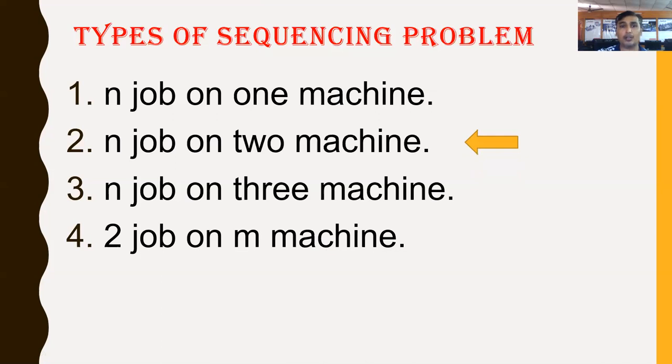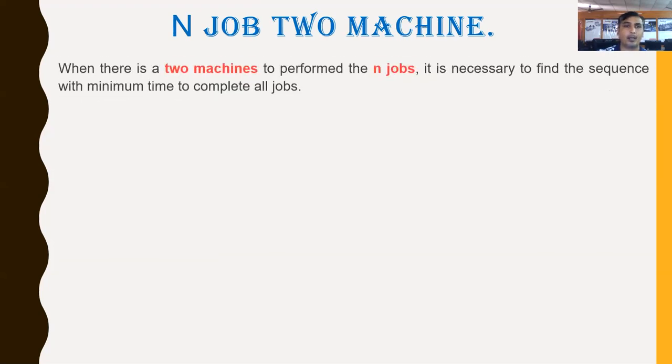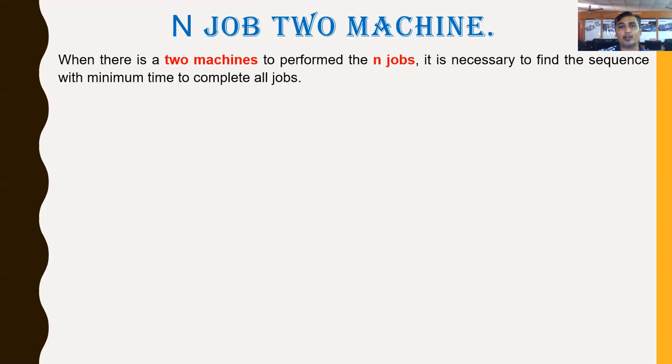I already told you this technique, N job 2 machine, is most important from your exam point of view as well as in the GATE exam. Sometimes it carries 2 marks or maybe 4 marks. You just have to find out the sequence of the jobs. So now we start N job 2 machine. N job 2 machine means we have to use 2 machines and N jobs. Now when there are 2 machines to perform the N jobs, it is necessary to find a sequence with minimum time to complete all the jobs.